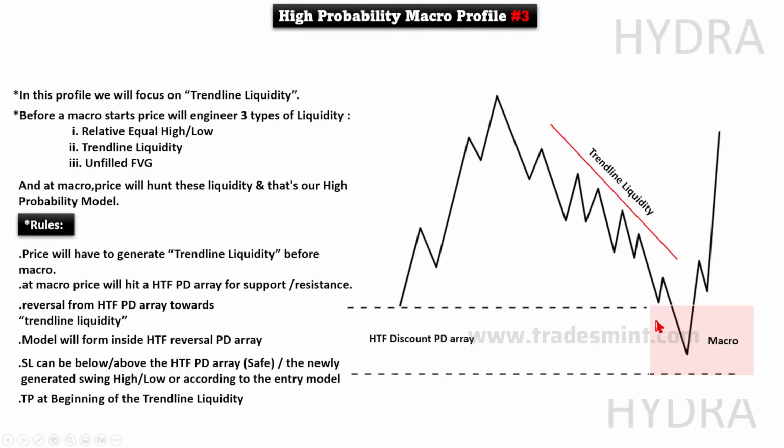We can also manage our stop loss according to the setup that will form here. Where will we put our TP? So you can target 2R. In this condition, trust me, you will get 2R minimum. But if you want to follow the market structure, you can put your TP where price started forming this trend line liquidity. Once I show it in the chart, it will make a lot more sense.